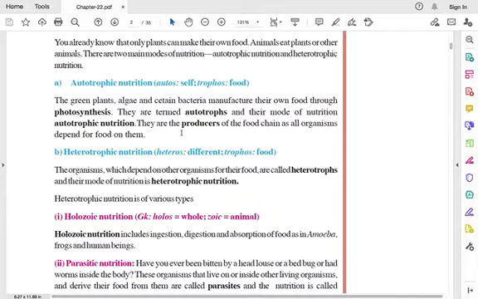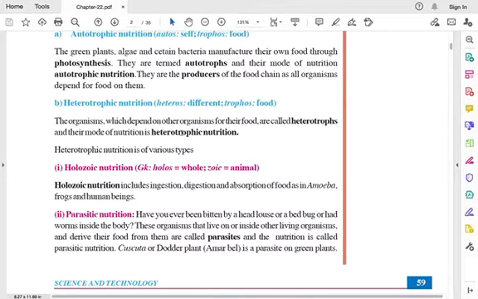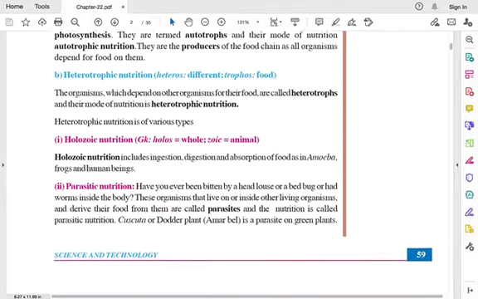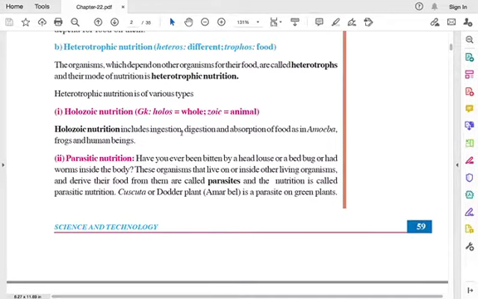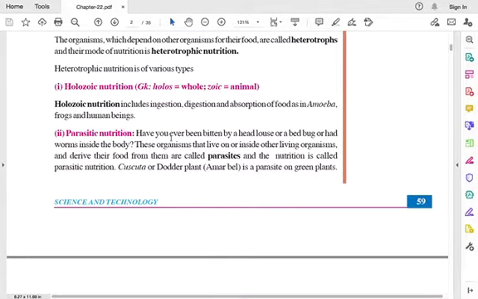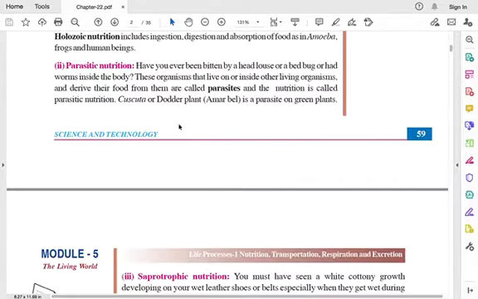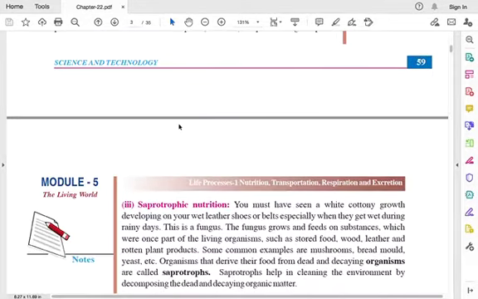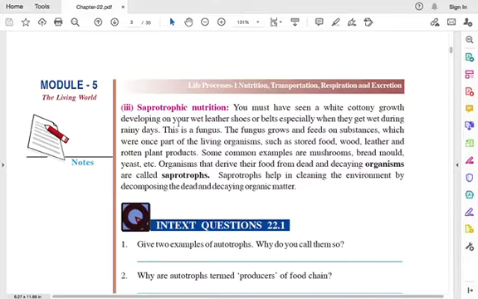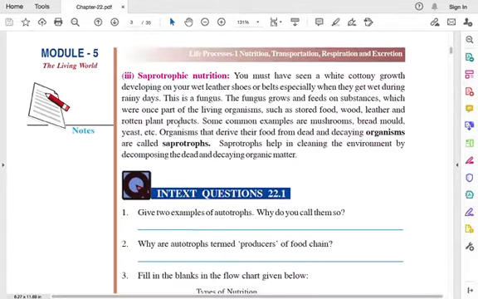And there is autotrophic nutrition, like plants, they produce their own food from photosynthesis. Then heterotrophic, they are dependent upon other plants and animals. Then you have holozoic nutrition, in which amoeba ingest the food, take the food completely. Then you have parasitic: they live on other living organisms and take the energy. And saprotrophic is they take out the energy from dead and decaying organisms.